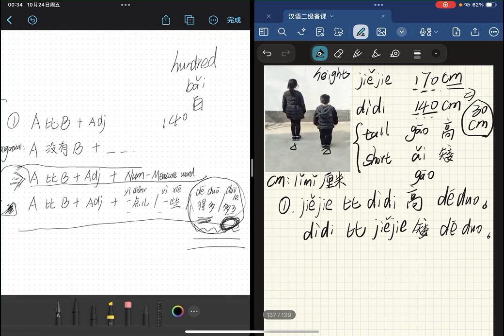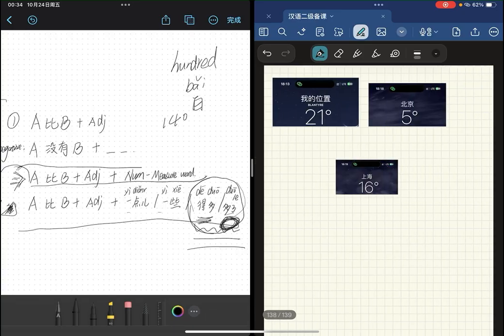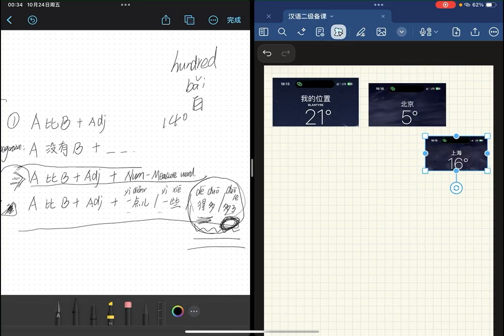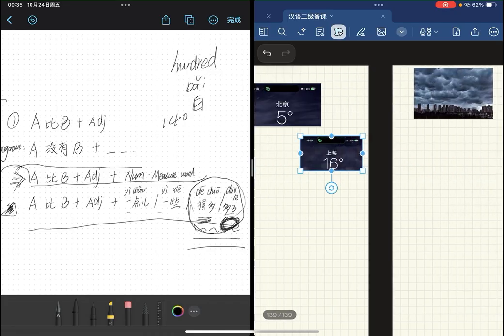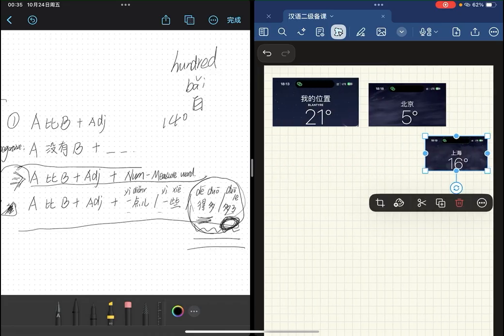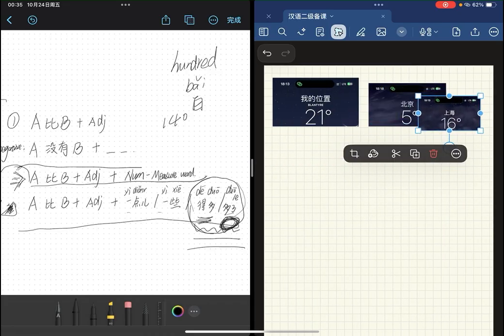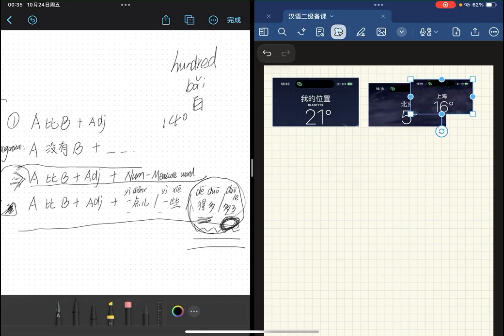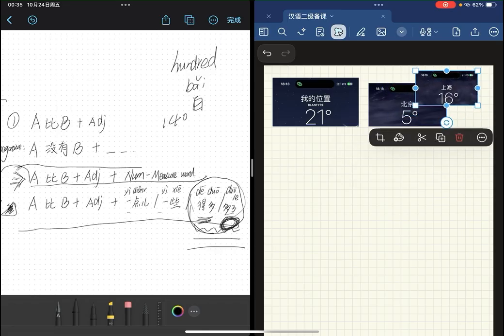Okay, then let's compare the weather now. Let's compare the weather. So this picture, okay, wait.